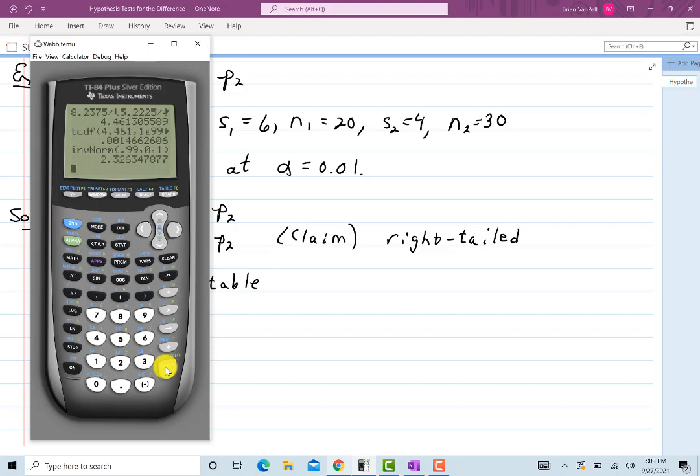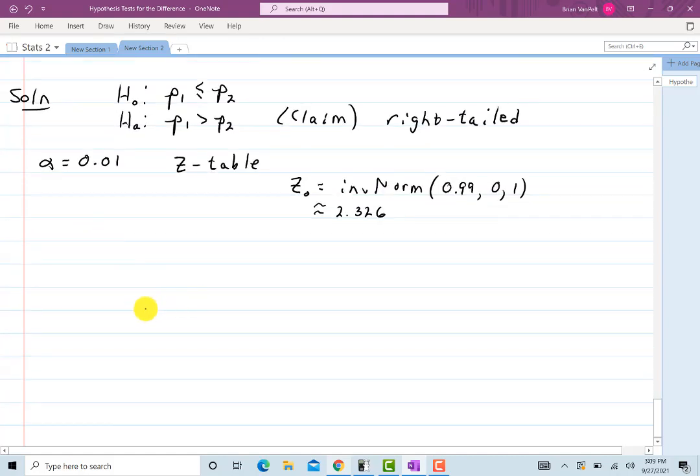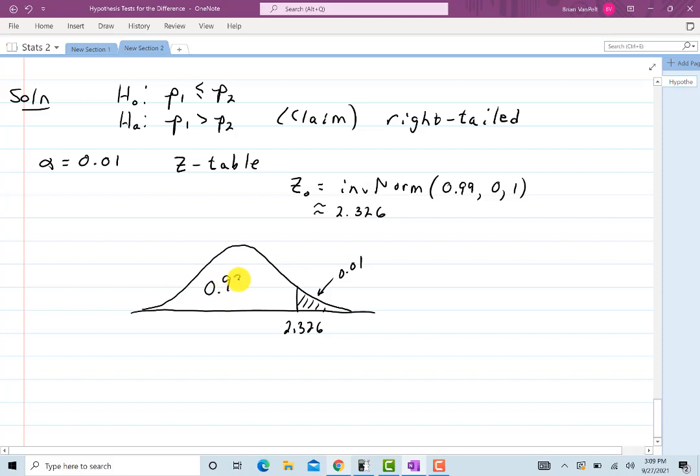So let me put that down there. Z naught equals inv norm. And the numbers that we put in were 0.99 because we wanted 0.99 to the left of the Z value. And then we put 0 and 1. And we got approximately 2.326. So let me draw a picture of this. Remember the way your calculator enters things here. 2.326. This shaded region here is 0.01. That means over here is 0.99. The way the calculator works is it wants the area to the left of the given value.